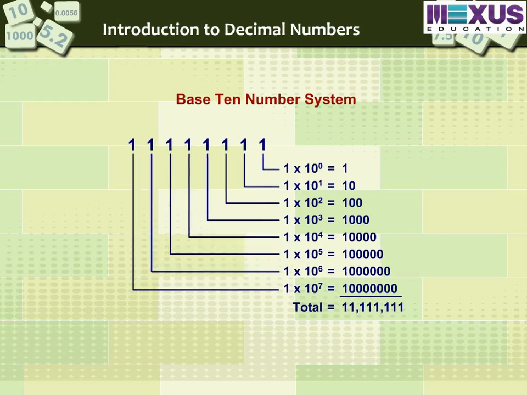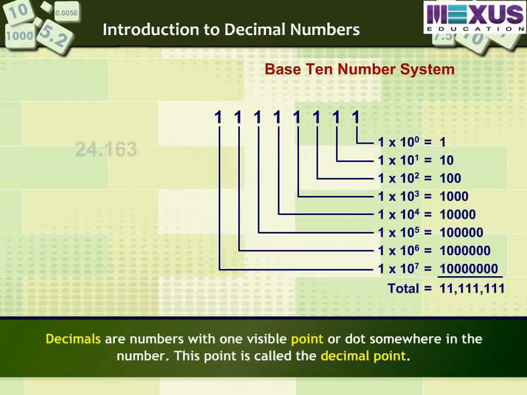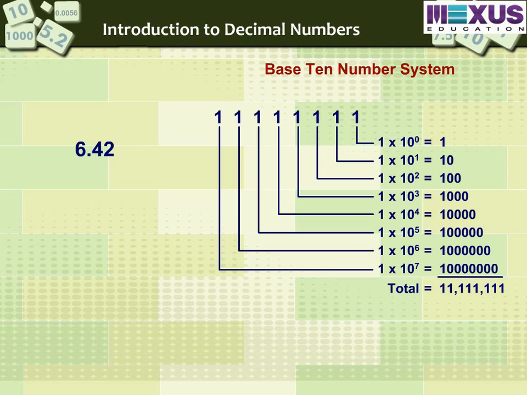A decimal is any number in our base 10 number system. Decimals are numbers with one visible point or dot somewhere in the number. This point is called the decimal point. For example, in the decimal number 6.42, the point given between the number 6 and 42 is called decimal point.